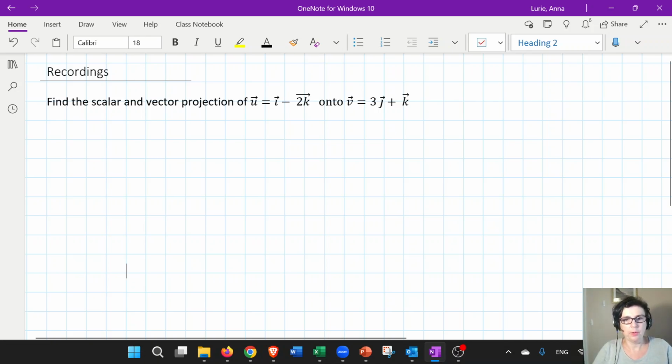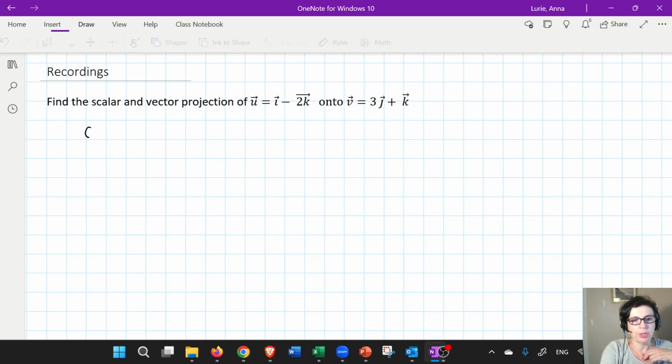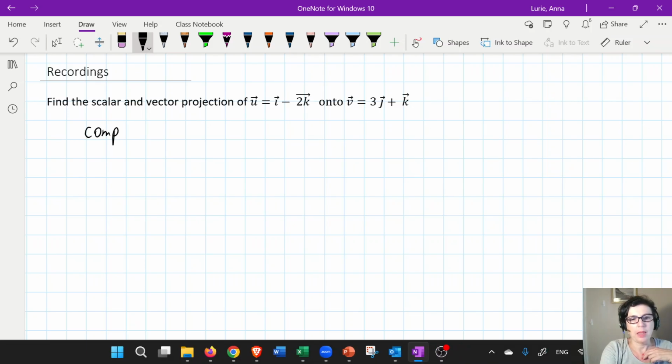Hi guys, in this video I'm going to show you how to find the scalar and vector projection of a vector onto another vector. First we are going to look at the scalar projection, which is just a number, and the notation for it is component, and then you write down which vector, so component of u, and then onto which vector you are projecting, that vector should be here as a subscript. This is very important because if you switch them, it's not the same.